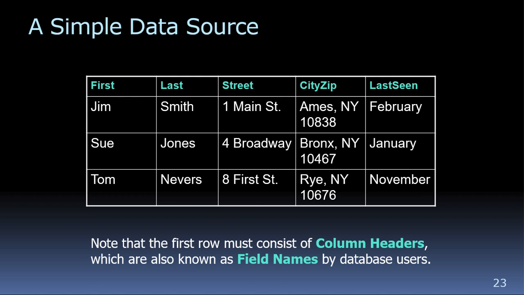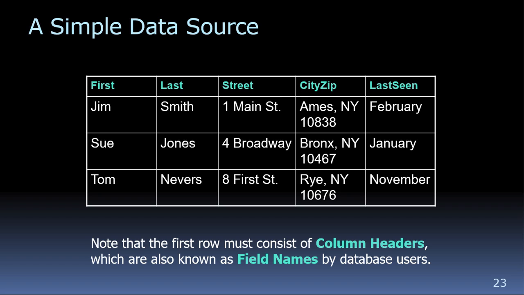The data source is simple. This is like a simple table. We have a row at the top to indicate the column headers, and then we have the other rows for all the different addresses. And you notice here we have first, last, street, and city, zip. And also we have another column at the end there, last seen, which is just some other information that you might want to put in your letter.